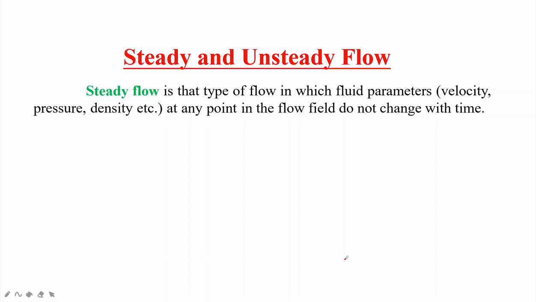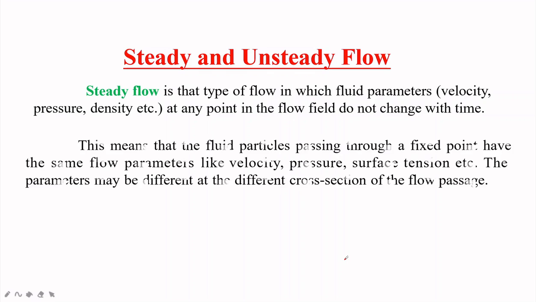Steady and unsteady flow. So what is steady flow? Steady flow is that type of flow in which the fluid parameters, velocity, pressure, density, etc., at a point in a flow field do not change with time. When they do not change, that type of flow is called steady flow.